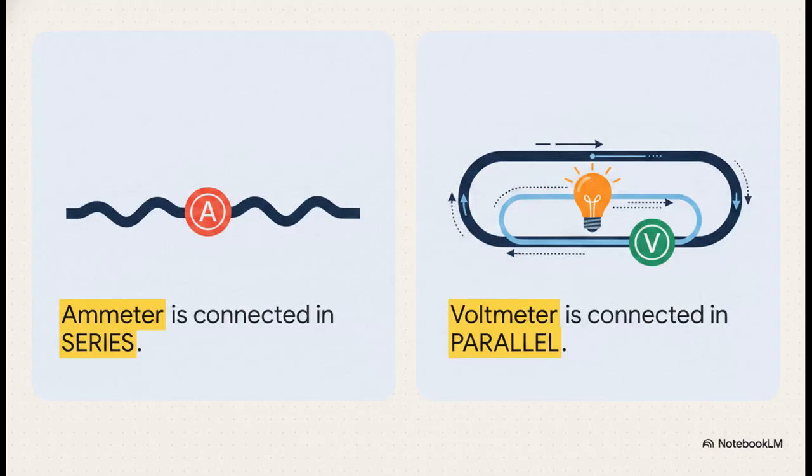But how do we actually measure this push without messing up the flow itself? Well, while our ammeter sits directly in series to measure the flow, a voltmeter is connected in parallel. It sits across 2 separate points to measure the difference, rather than forcing the current to pass through it. A great rule of thumb to remember, series is for the flow, and parallel is for the push.